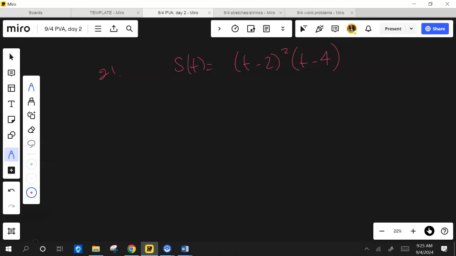I would probably expand this out before I tried to take the derivative so that I could just do power rule. Or you could do product rule, but you're going to be in a mess if you try to do product rule here, especially before we learn chain rule. T cubed minus 4t squared minus 4t squared plus 16t plus 4t minus 6. T cubed minus 8t squared plus 20t minus 6. And that's just power rule.